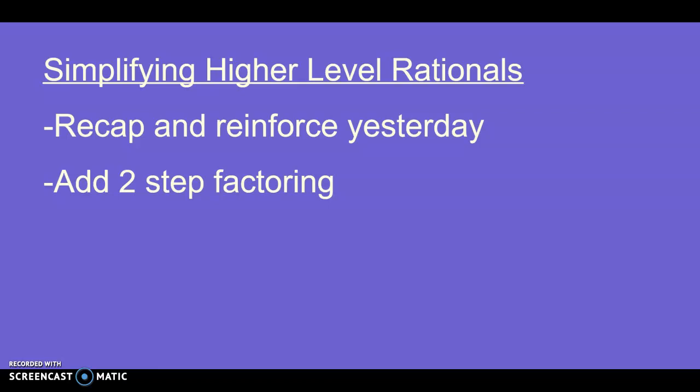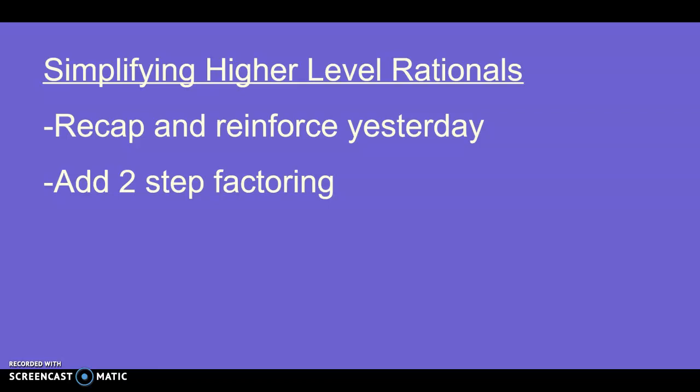This is part 2 of simplifying higher level rationals, and this is going to be a short video because we're just going to add on to what we did yesterday. We're going to try to recap and reinforce what you did yesterday, where we did some factoring and we canceled out some values from the top and bottom to simplify fractions. And then we stated excluded values in our answer.